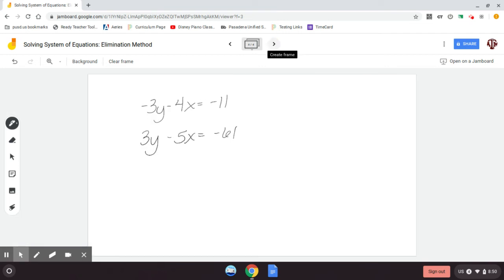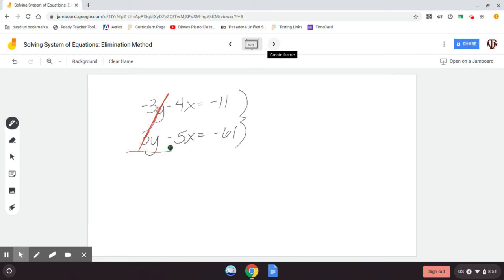Okay, so in this last one, it says negative 3y minus 4x equals negative 11, and 3y minus 5x equals negative 61. Okay, so this is a system of equations, and we want to find the solution, which is where these two equations will cross. Okay, we're going to use the elimination method. And I can see that I have a negative 3y and a 3y, which cancels out. Okay, they cancel out.